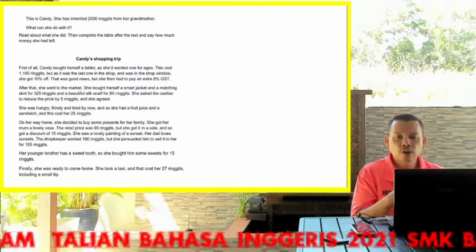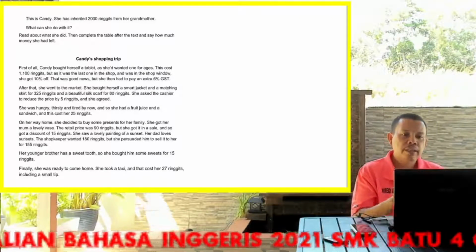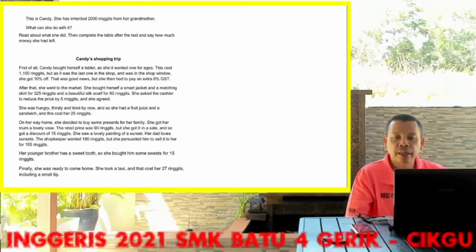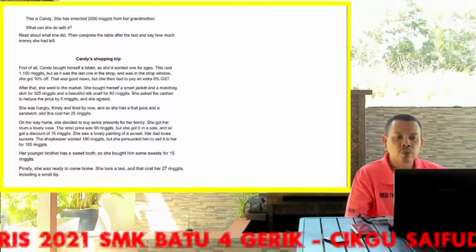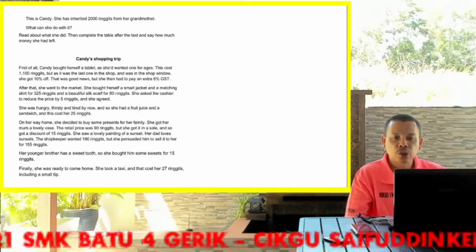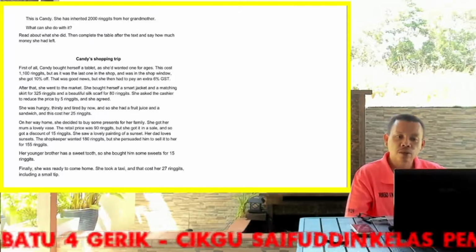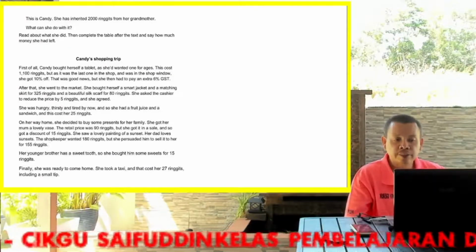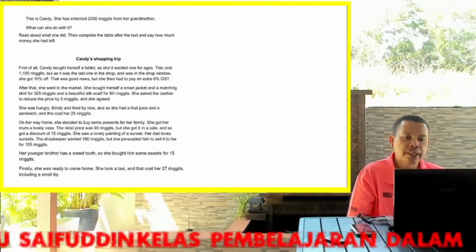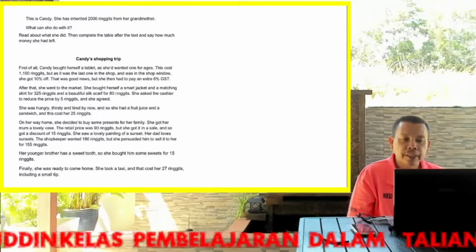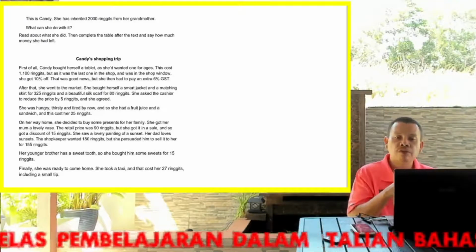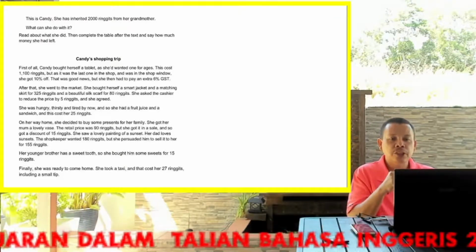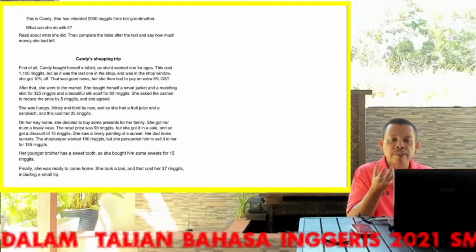First of all, Candy bought herself a tablet, as she wanted one for herself. This cost 1,100 ringgit. But as it was the last one in the shop and was in the shop window, she got 10% off. That was good news. But she then had to pay an extra 6% GST. After that, she went to the market. She bought herself a smart jacket and matching skirt for 335 ringgit and a beautiful silk scarf for 80 ringgit. She asked the cashier to reduce the price by 5 ringgit and she agreed.